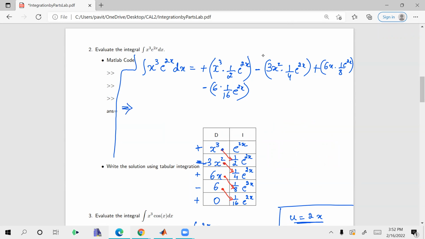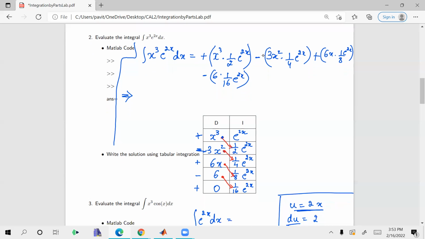Now the next thing is simplifying this function. I want you to do along with me. Let's see who will get the right answer. I will just write one more step here, and then you have to tell me what the right answer is.